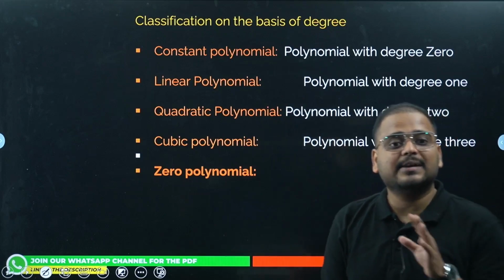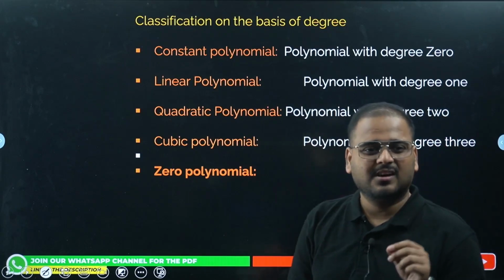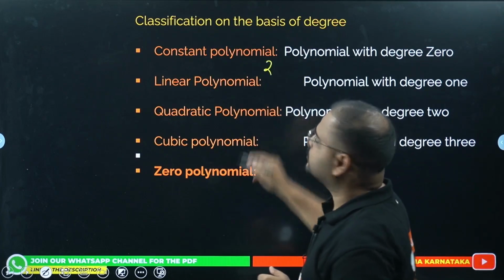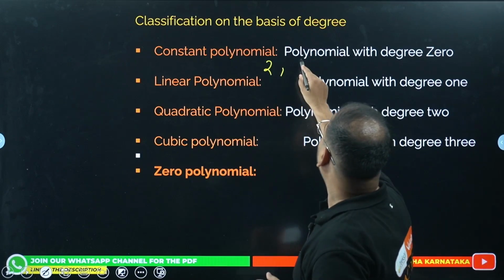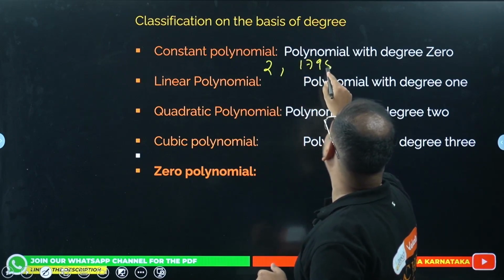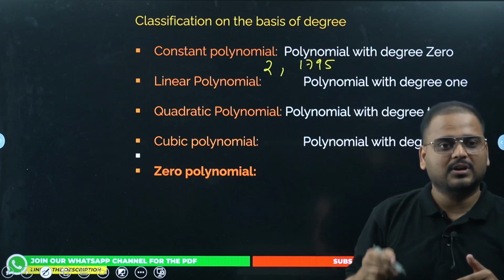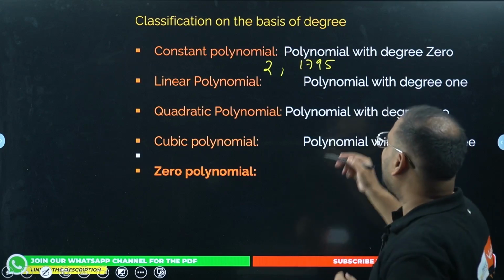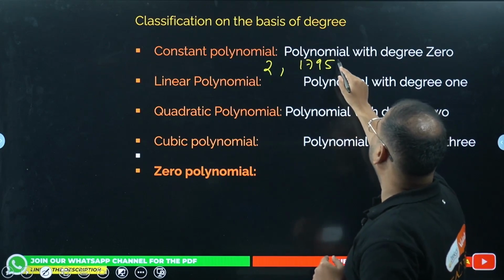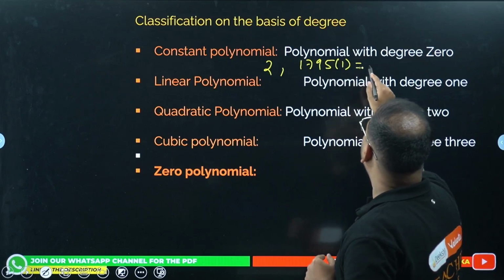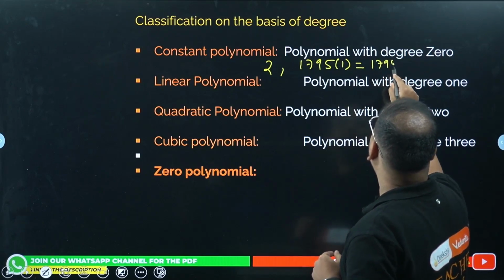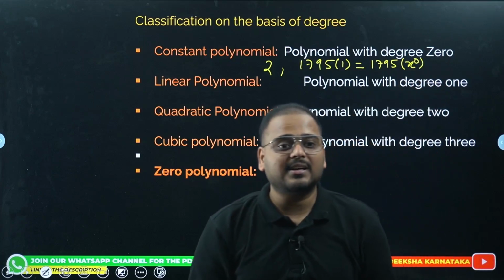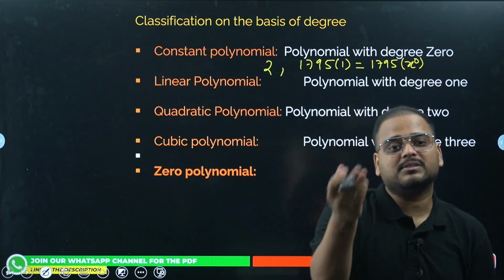First one, constant polynomial. Sir, you said constant polynomials are just polynomials with a constant. Then why is the degree mentioned there? If I'm writing just 2, or just 1795, yes, they are constant, but how does the degree matter here? Because I can write 1795 as 1795 into 1, and 1 can be written as x to the power 0. So any number can be written as a multiple of 1, and then 1 becomes x to the power 0.